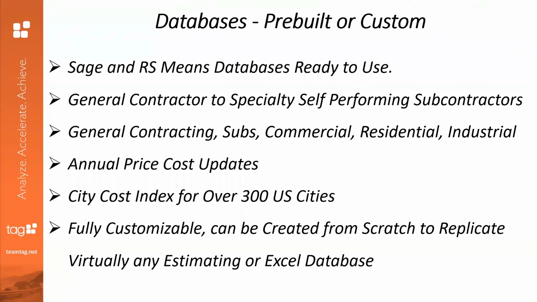From general to specialty contractors that are self-performing, then you have general contracting, subs, commercial, residential, and industrial. There are databases for pretty much every trade. In addition, you have annual pricing updates to the cost, and one very important feature on many of the databases is a city cost index of almost 300 cities, actually over 300 cities in the United States.